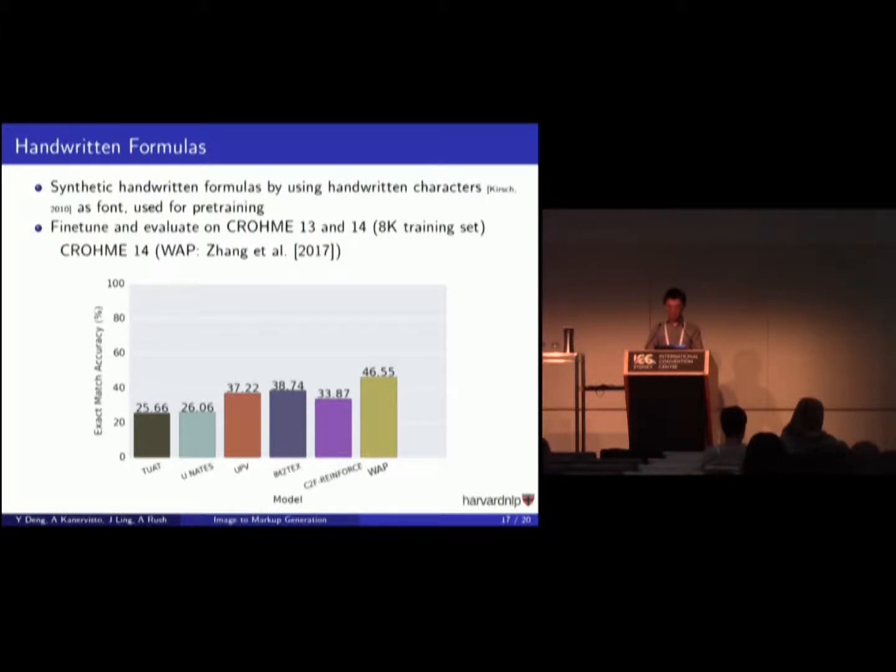WAP is a follow-up work by Zhang et al., Watch, Attend and Parse, which uses a more powerful encoder and gets better performance compared to ours.